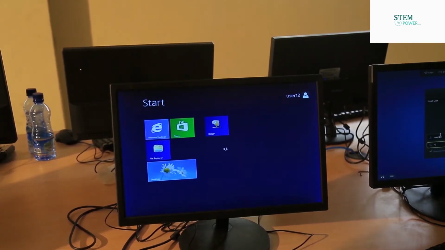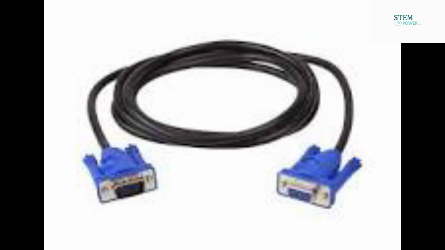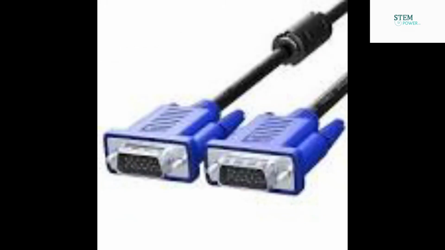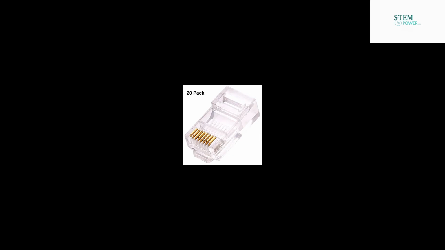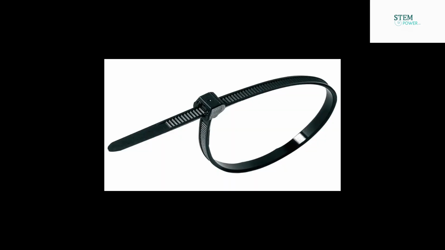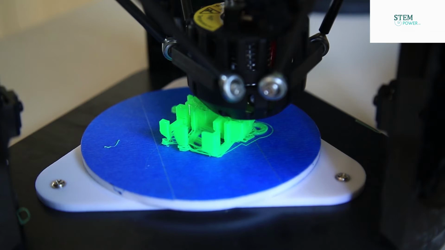As a remark, please notice that the following materials are missing from the virtual items package that you received. These are VGA or HDMI cable, trunking cable, RJ45, and cable tie. Since these materials are necessary for the installation of the virtual lab, you need to buy these first.